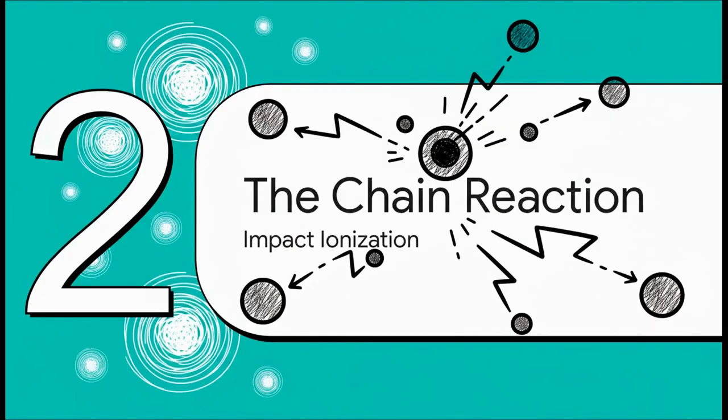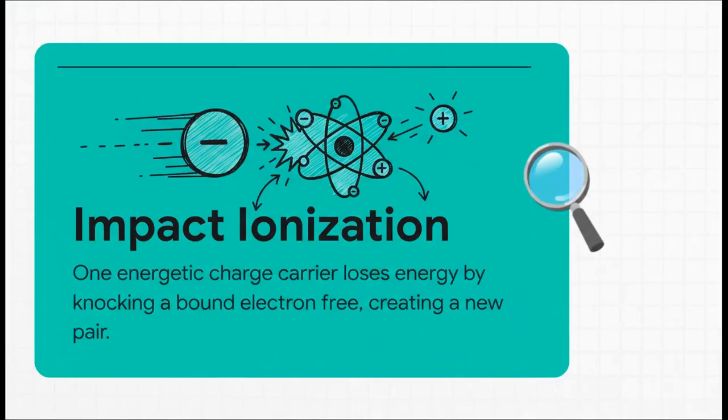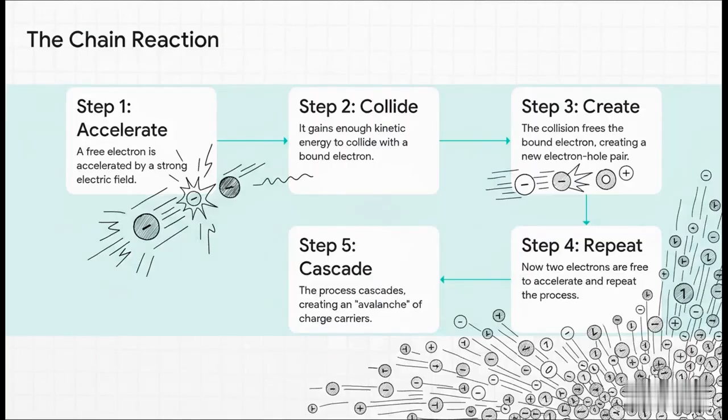Well, the physics behind it is a process called impact ionization. Let's break that down. Impact ionization is pretty much exactly what it sounds like. You have an electron, and it's been supercharged with kinetic energy from that electric field. It literally impacts another electron that's just sitting there, bound to an atom. The collision is so energetic that it knocks that second electron loose, creating what we call an electron-hole pair. And now you have a new free electron plus the hole it left behind, and both of them can carry current.